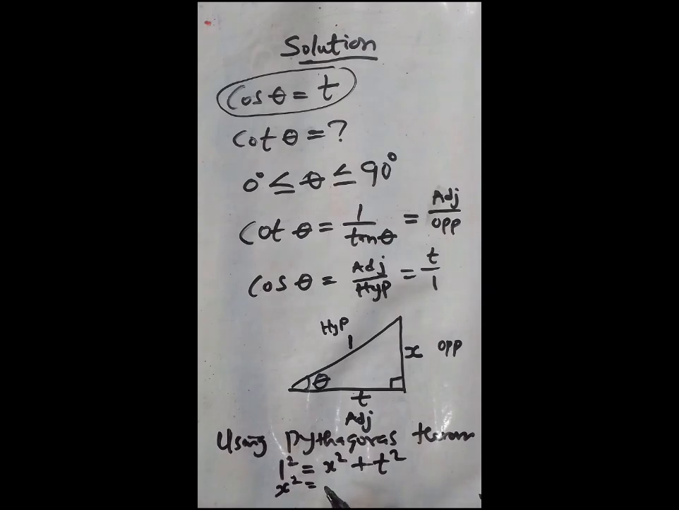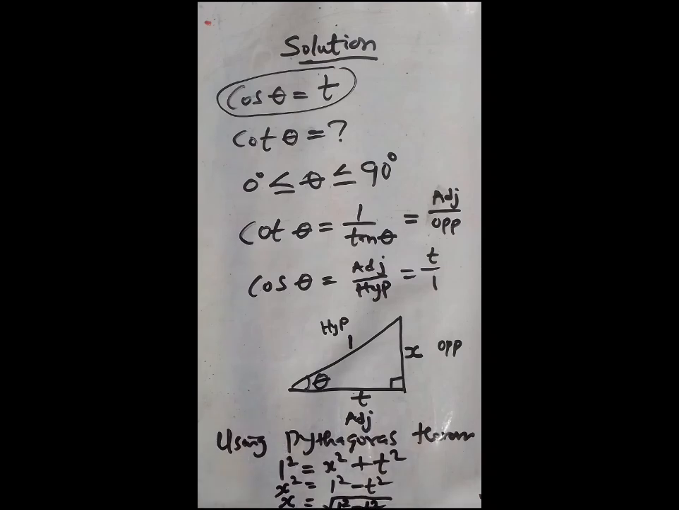When you make x square the subject of the formula, you have x square equal to 1 square minus t square. And our x now becomes the square root of 1 square minus t square.